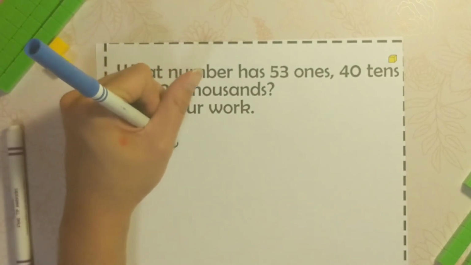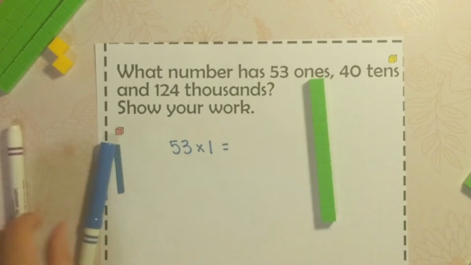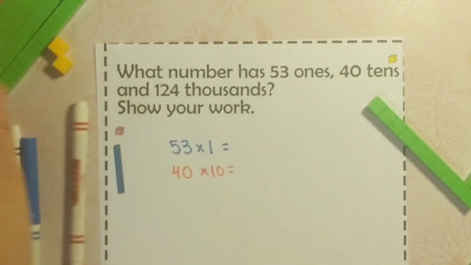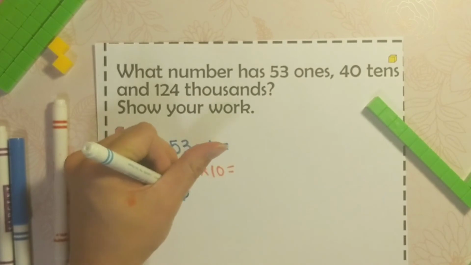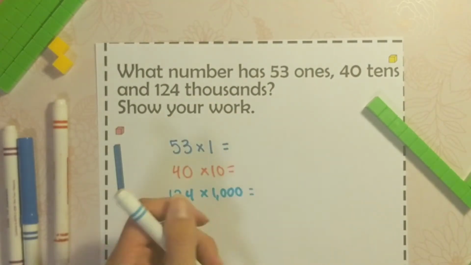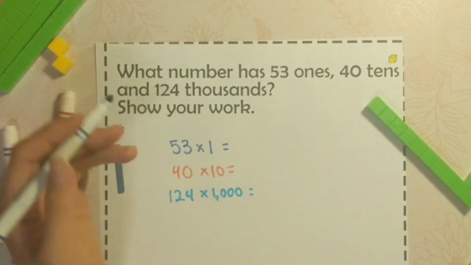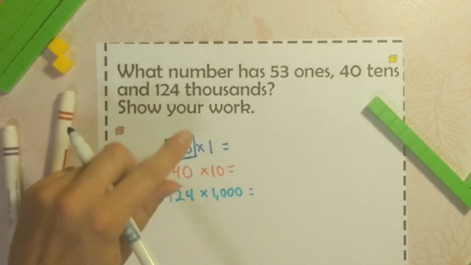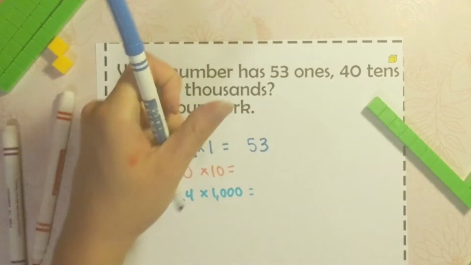53 ones, you say? 53 times 1. 40 tens? Alright. 40 times 10. And you're asking for 124 thousands. We can handle that. 124 times 1,000. Not too bad. Do this multiplication, add up what you get, and then you're done. So 53 times 1, super easy because anything times 1 is itself. So 53 times 1 is 53.